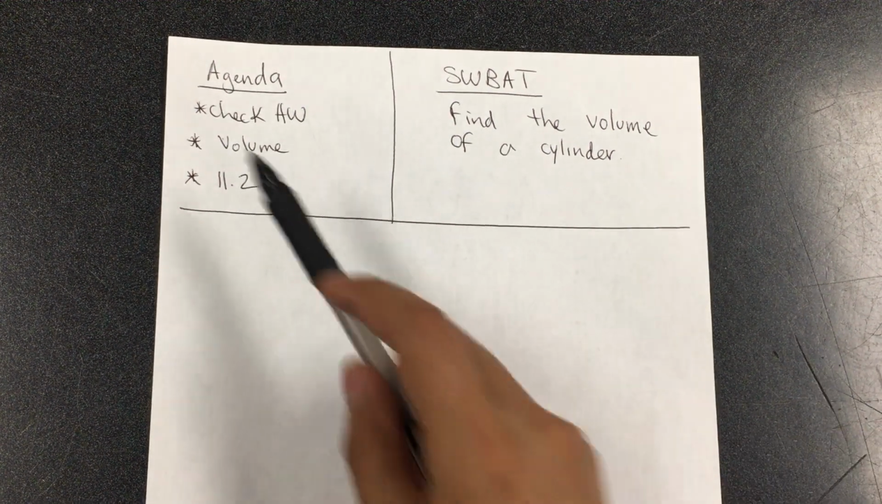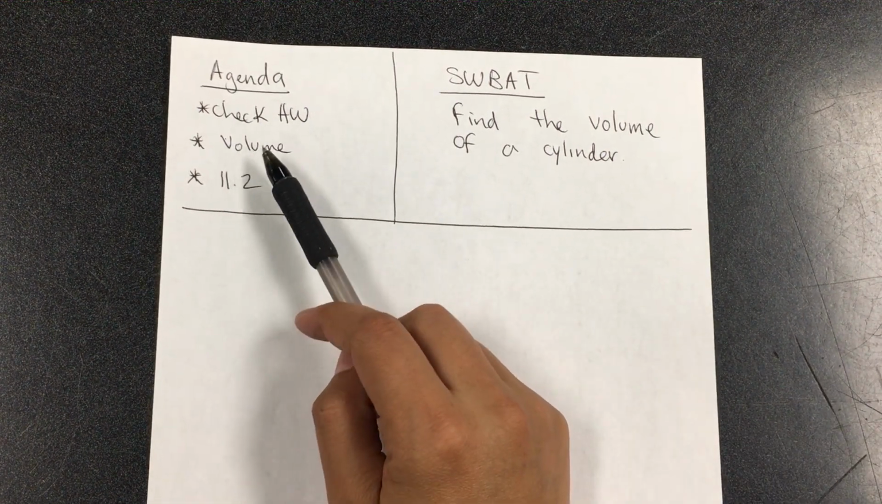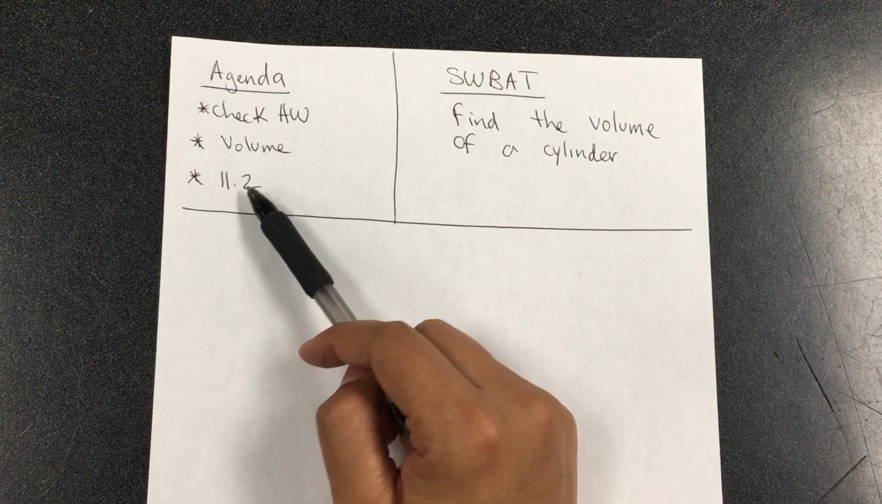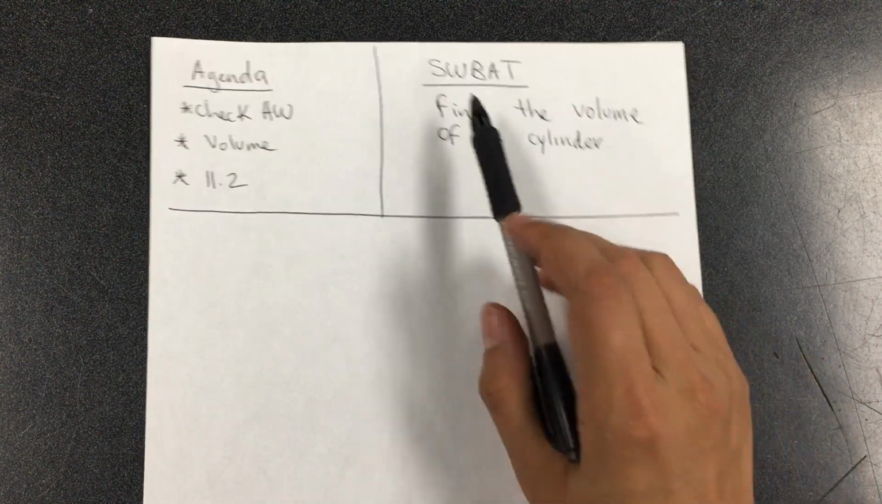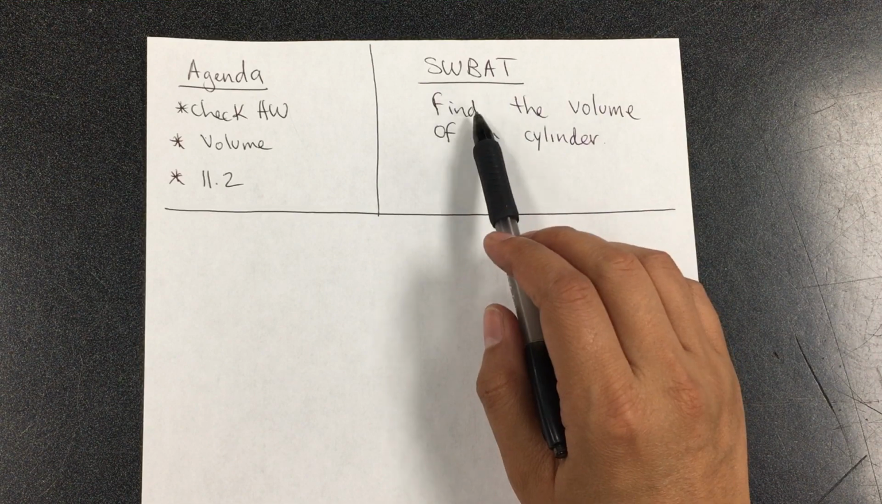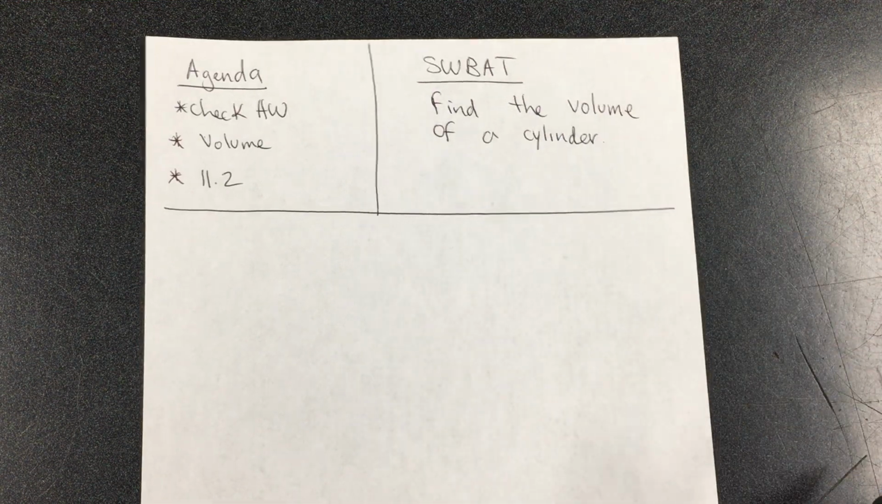Hello students, today's agenda is to check homework. We'll be learning about the volume and you will be able to work on 11.2. Today students will be able to find the volume of a cylinder.